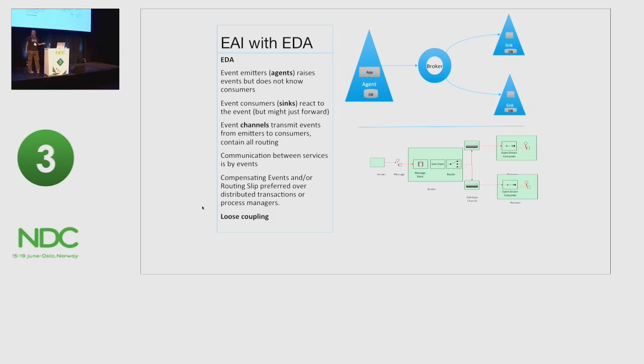Use a lightweight broker like RabbitMQ and use events. Service A simply says, I'm going to raise an event, and service B and C are listening for events. And that's how we communicate between services.